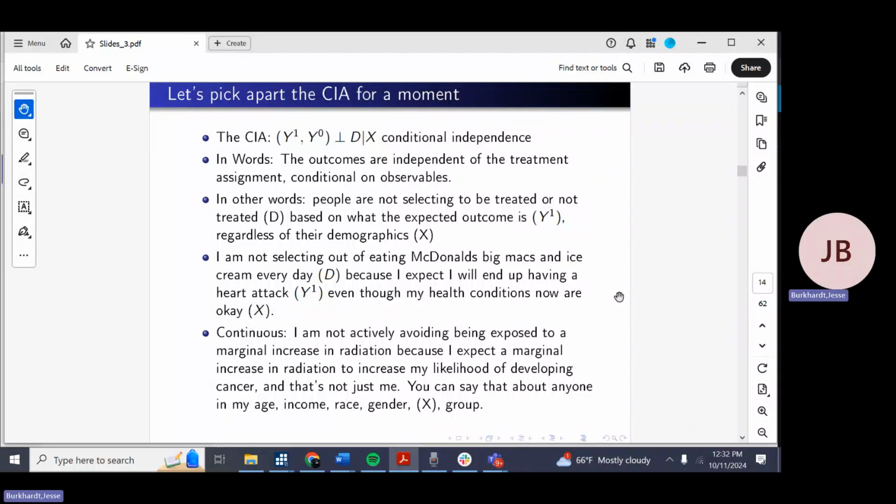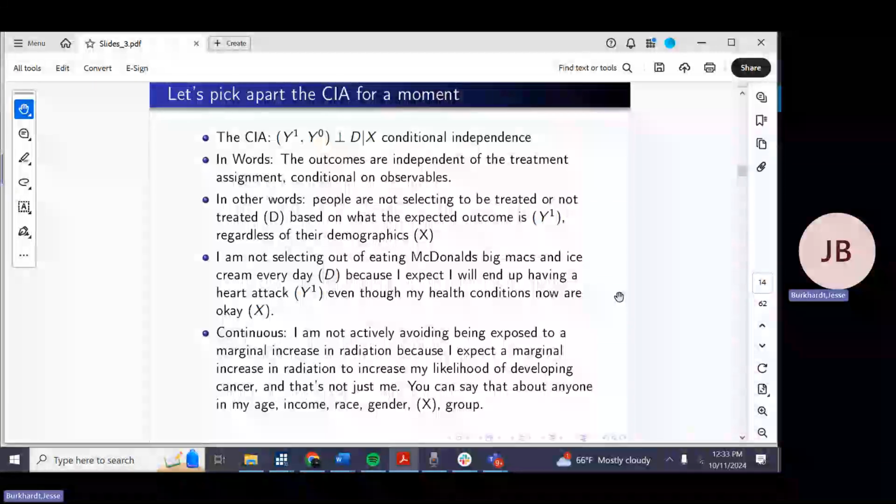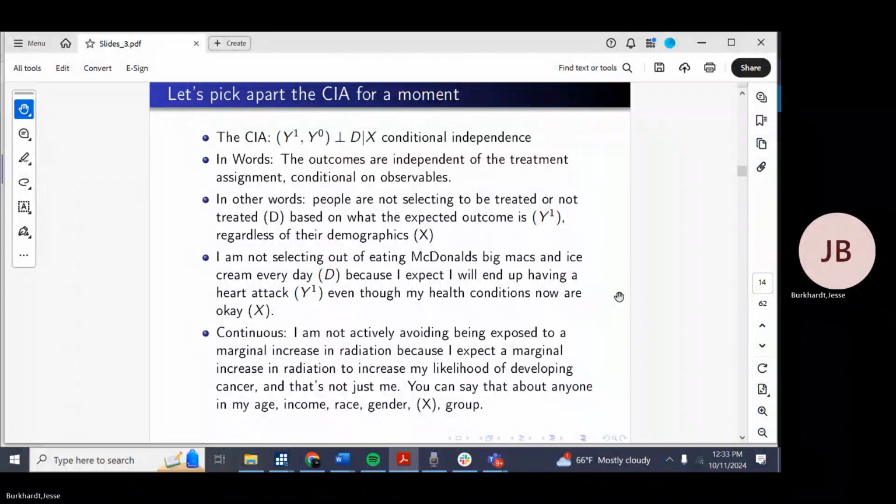A little more on the CIA. The outcomes are independent of treatment assignment, conditional on observables. In other words, people are not selecting to be treated or not treated based on what the expected outcome is, regardless of their demographics. We should say conditional on their demographics. So I'm not selecting out of eating McDonald's Big Macs and ice cream every day because I expect I will end up having a heart attack, even though my health conditions now are okay. So as long as we can control for my health conditions, we should be fine.